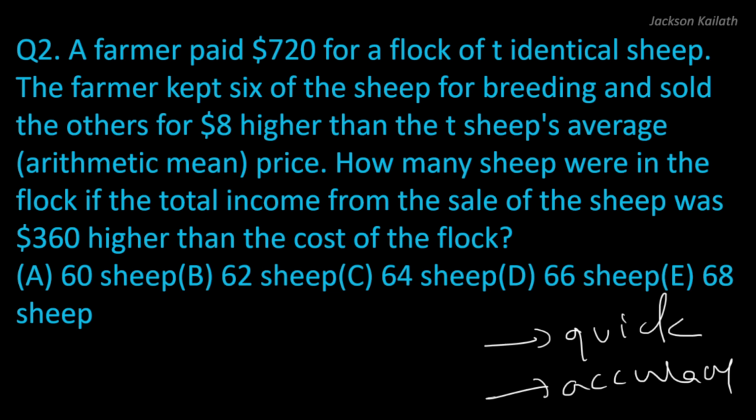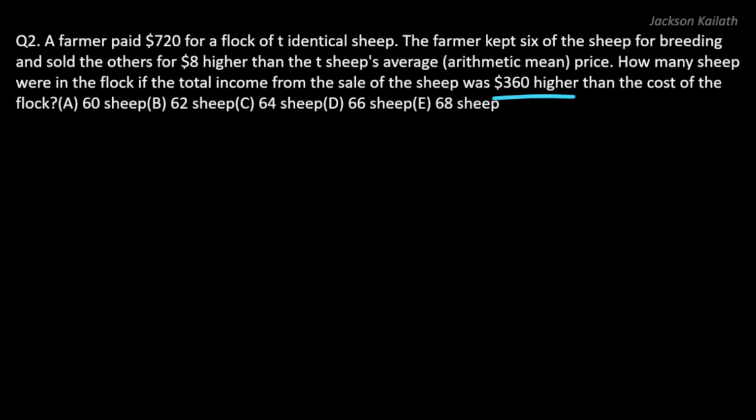All right, we are back. I hope you have given it a try. Now let's solve this together. A farmer paid $720 for a flock of T identical sheep. The farmer kept 6 of the sheep for breeding and sold others for $8 higher than the T sheep's average price. How many sheep were in the flock if the total income from the sale of the sheep was $360 higher than the cost of the flock?